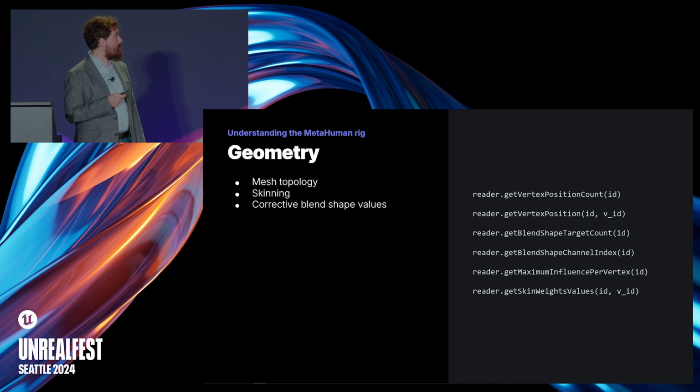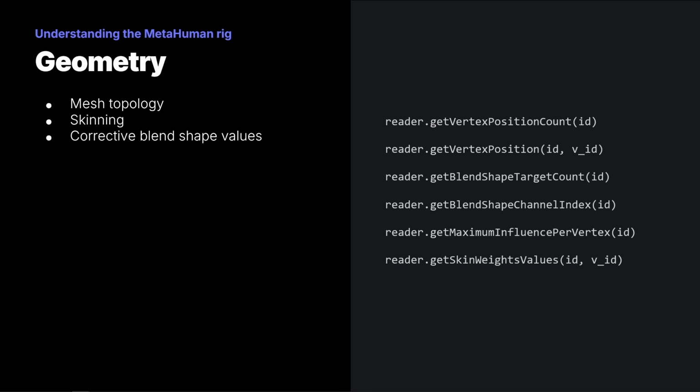As the name suggests, geometry contains information about 3D points contained in a rig. We can extract data about topology and vertex positions, for example, and also the values of corrective blend shapes relative to those points. Other than that, skinning data is present in this layer, allowing us to query information about the maximum number of influences per vertex and the actual values of weights for each vertex of every mesh.